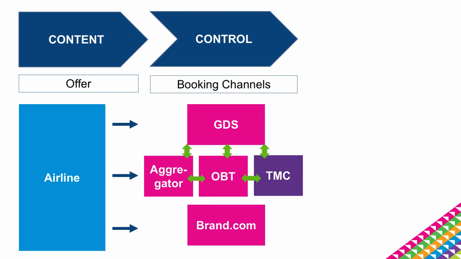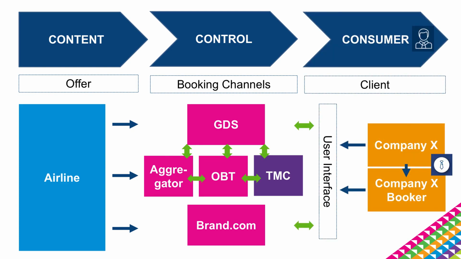The second block is the control. It refers to the booking channels. I mentioned intermediaries earlier, and here typically we have IT intermediaries and service providers. Typically they are the ones that enable booking. The third block is the consumer. This means the end customer, the client. And in the business travel world, the customer has a double identity. You have the company and you have the business traveler.